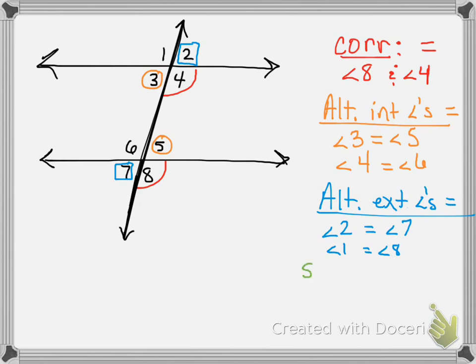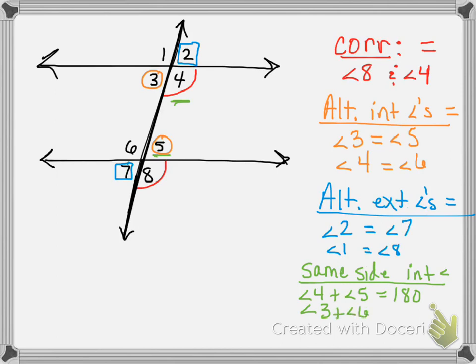And another type of angles, we have same side interior angles. Our same side interiors are going to be like angle 4 and angle 5. They're on the same side of the transversal, and they're on the interior of your parallel lines. So angle 4 plus angle 5, these add up to equal 180 degrees. Also, you know that angle 3 plus angle 6 equals 180 degrees.